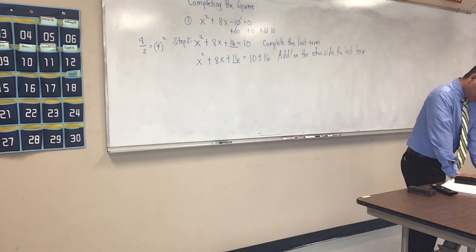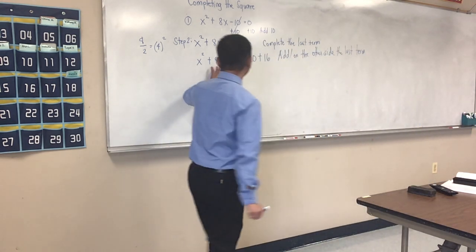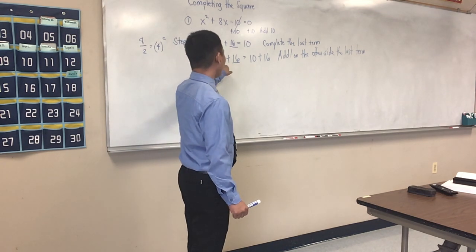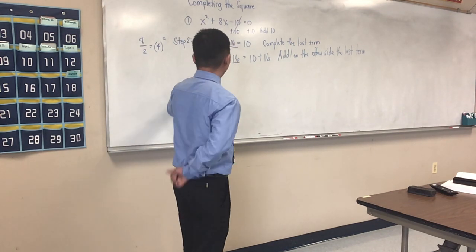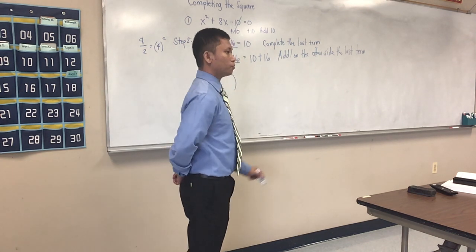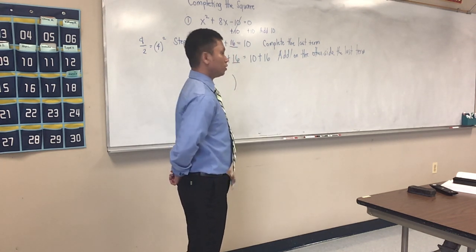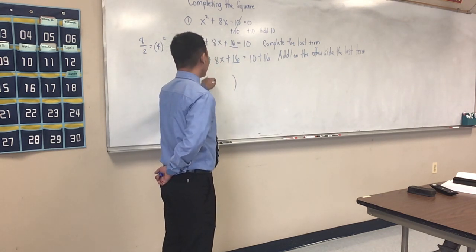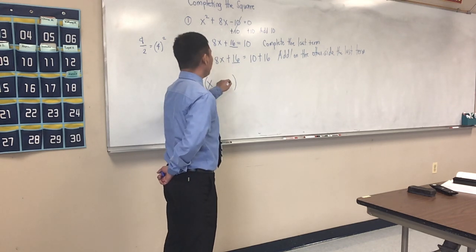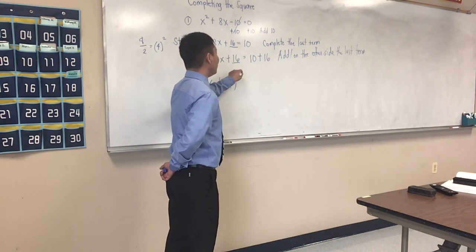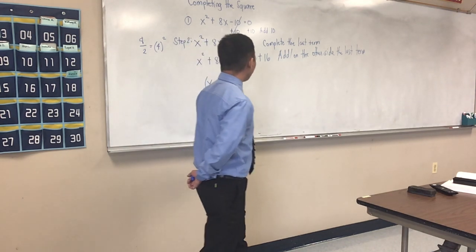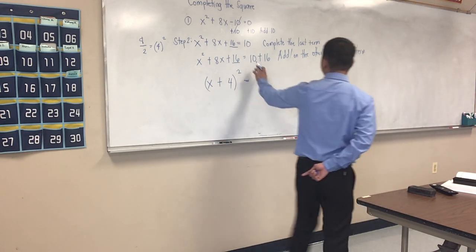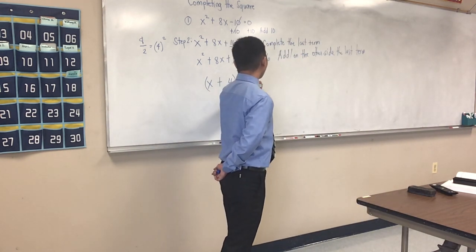Okay, so now this is already a perfect square, right? What is the factor of x squared plus 8x plus 16? What is the square root of x squared? x. The square root of 16? 4. Plus, since this is positive, then this is squared, equals, what is 10 plus 16? 26. Okay, that's 26.